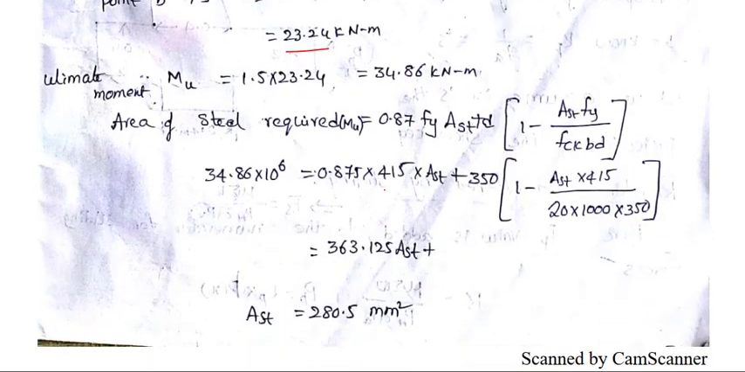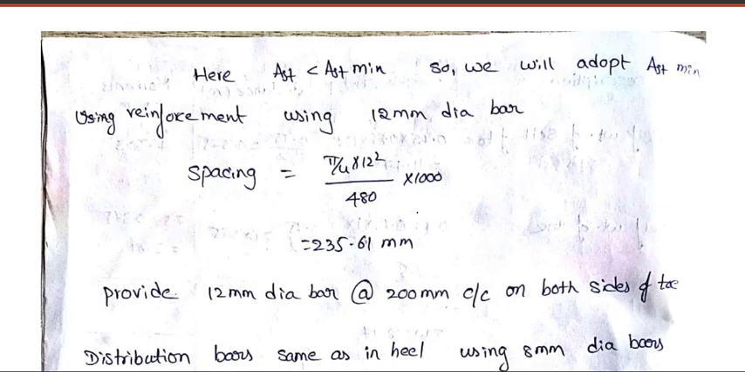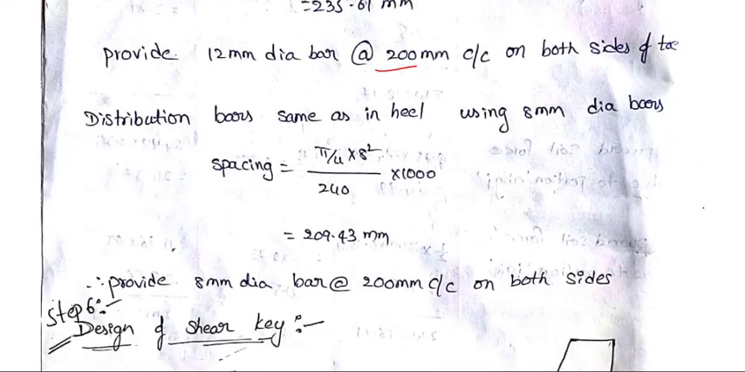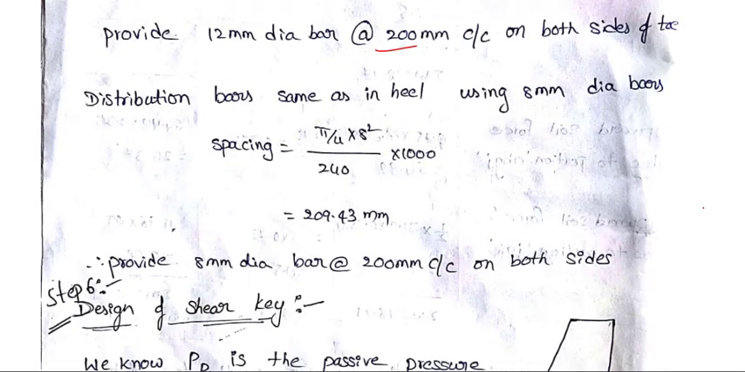So M is equal to 1.5 into 23.24, you will get the ultimate moment. For that ultimate moment, you need to find out what is Ast. So for Ast, you can provide whatever diameter you need. So here we have chosen 12 mm dia bars. For 12 mm dia bars, what is the spacing? 235. So let's provide 200 mm. Whenever you are providing the spacing, please reduce the spacing from the value you are getting from the answer.